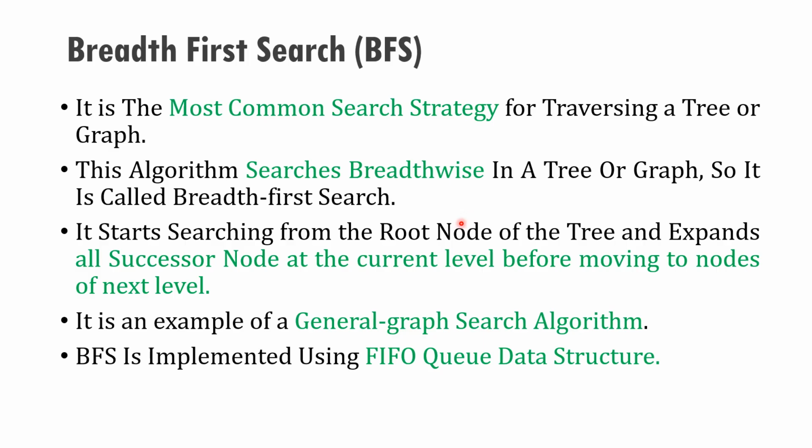Consider the tree structure: the starting root node is level 0, followed by the remaining nodes at the next levels, level 1, level 2, level 3, and so on. BFS is an example of a general graph search algorithm, implemented using a first in first out queue data structure. That is very important. A queue data structure can be used to solve the breadth first search method.